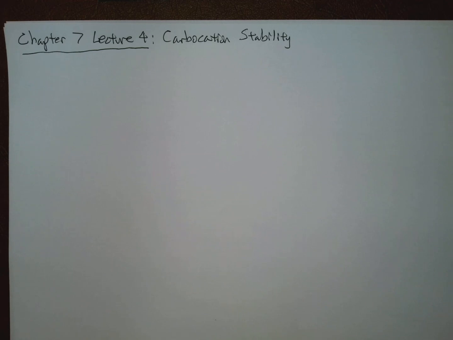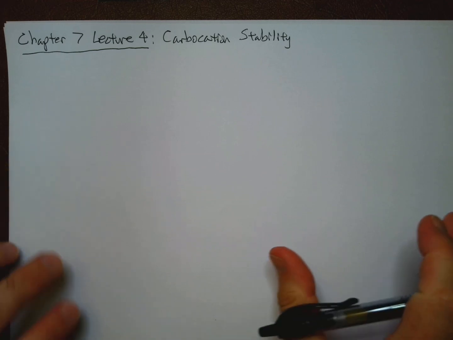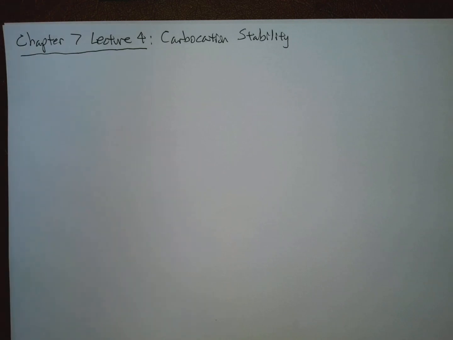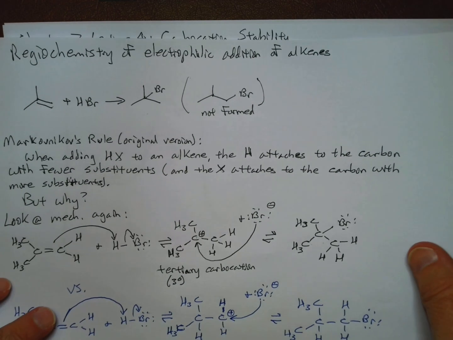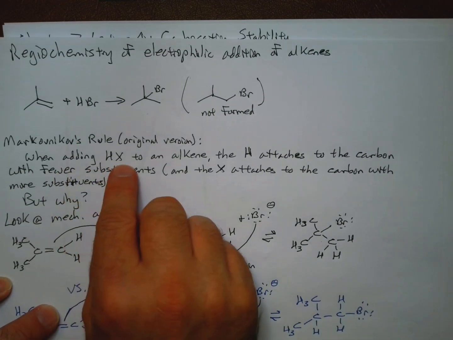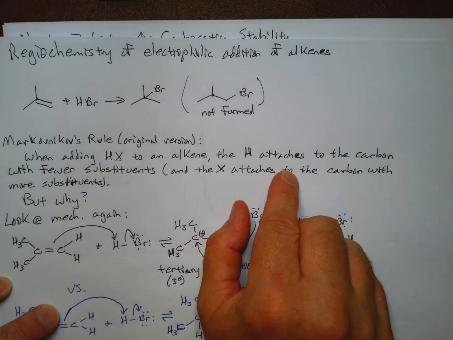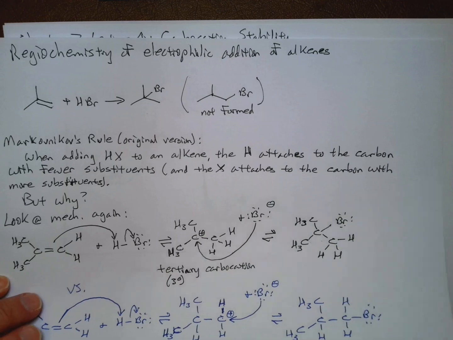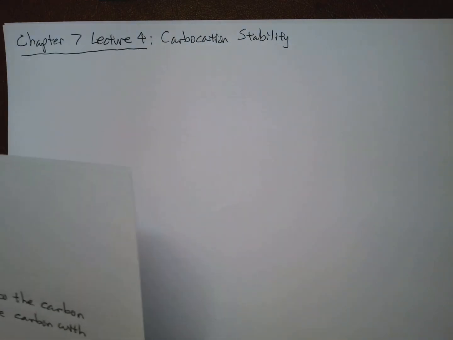In this lecture, we're going to take a look at carbocation stability, which is where we left off last time. Before we do that, let me remind you of Markovnikov's rule from last time. Markovnikov's rule stated that when adding HX to an alkene, the H attaches to the carbon with fewer substituents, and the X attaches to the carbon with more substituents.